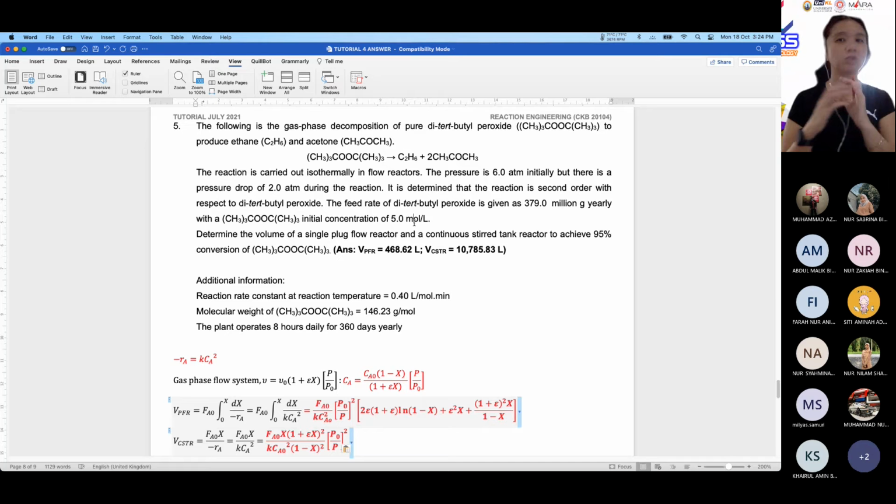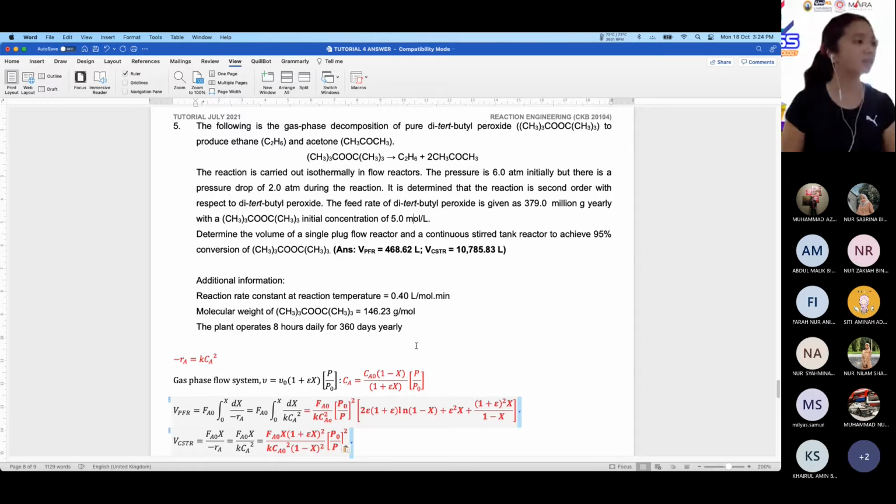True, but in this question pun, V0 is not given. Inlet volumetric flow rate tak diberi. Kalau kamu perasan, tak ada sebarang nilai dalam unit volumetric volume per time. Tak ada sebarang maklumat volumetric volume per time. So inlet volumetric flow rate tu tak tahu.